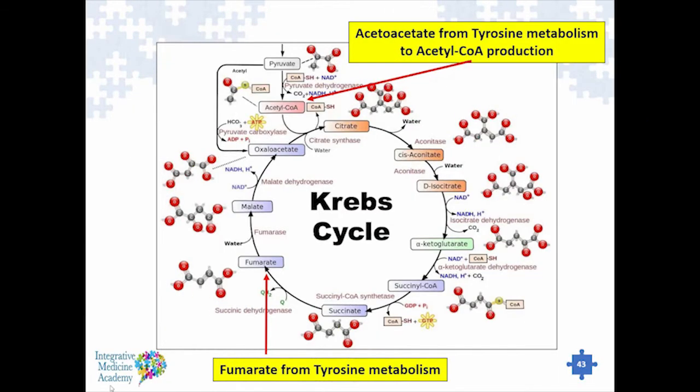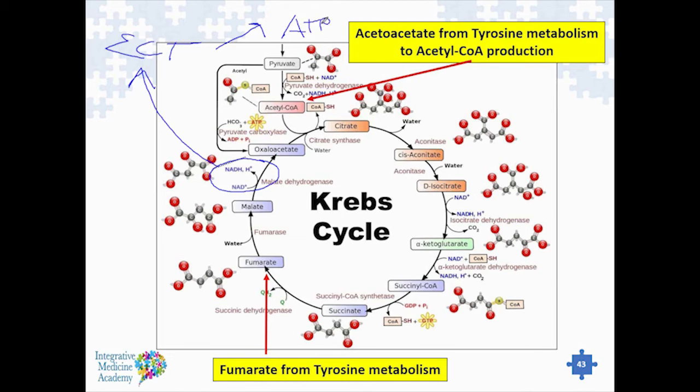Which brings us back to the level of mitochondrial activity in the Krebs cycle. Acetoacetate supports acetyl coenzyme A production. Acetyl coenzyme A production is the entry point into the Krebs cycle, or the main entryway, I should say. Fumarate also helps to enter the Krebs cycle as well at the level of fumarate. So we know that the Krebs cycle is necessary to create the byproducts, particularly our nicotinamide adenine dinucleotide, that enters the electron transport chain for ultimate production of ATP.